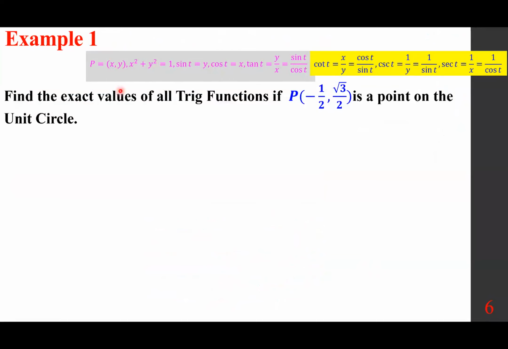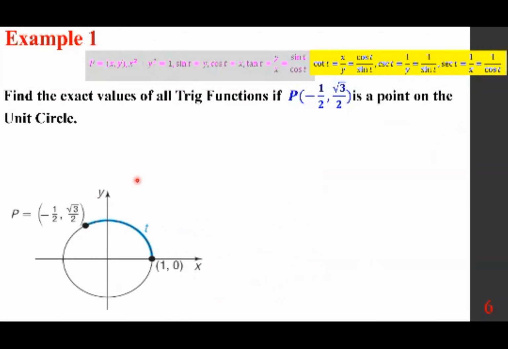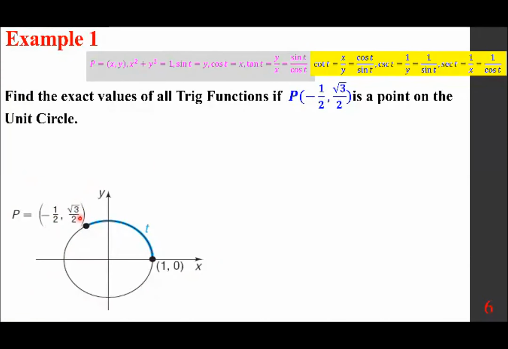Now we want to find the exact values of all trig functions where P has coordinates (-1/2, square root of 3 over 2). It's good practice to pinpoint that on the unit circle in a rectangular grid, if you will. And here are the coordinates. x is -1/2. y is square root of 3 over 2. And we know that x represents cosine, y represents sine.